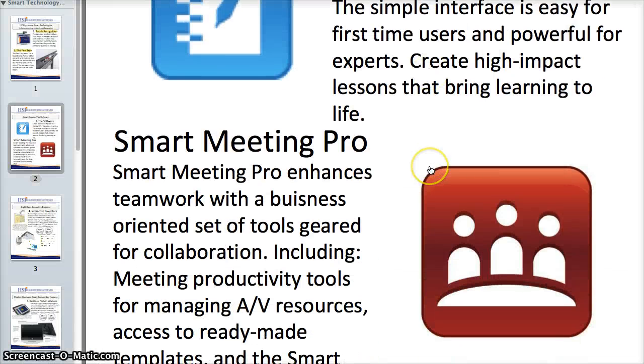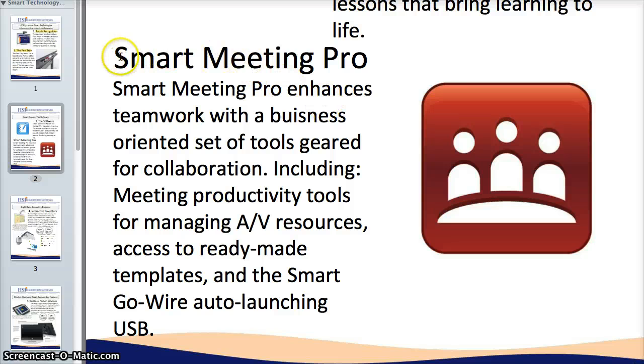But if you're using this system as a business, you would probably want to look into Smart Meeting Pro. Smart Meeting Pro enhances teamwork with a business-oriented set of tools geared for collaboration. It easily integrates into just any software that you may be using, whether it be CAD drawings or some type of PDF viewer. And it has a lot of meeting productivity tools for managing AV resources and accessing ready-made templates. It also comes with something called the SmartGo Wire, which we'll get into in a few minutes, and it's the industry's only auto-launching USB software.